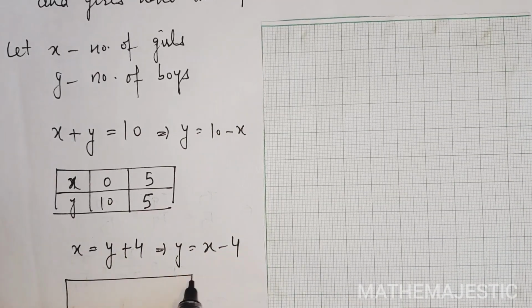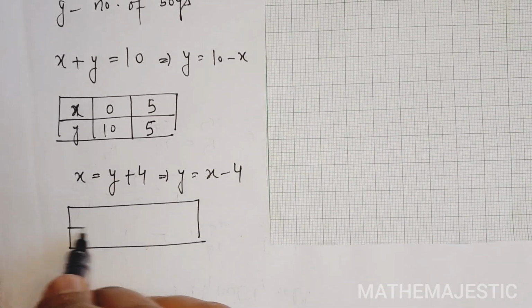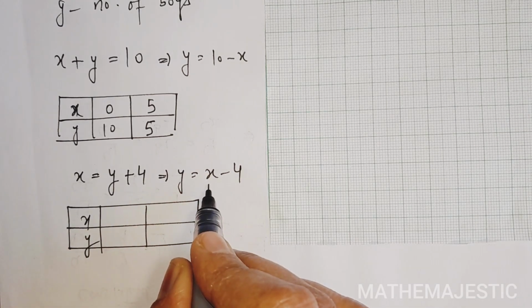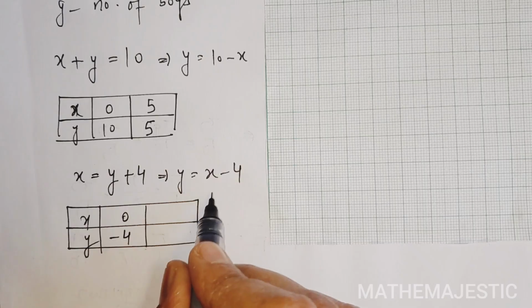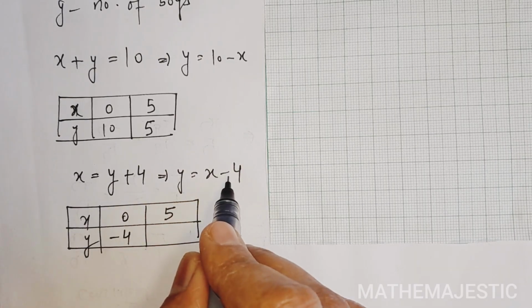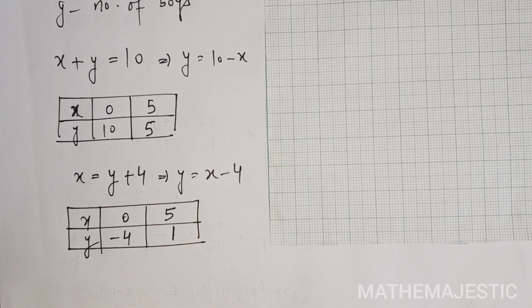And similarly, we will form the table here also. To make the table, we will take the values of x and y. If we take x as 0, y will be minus 4. And if we take x as 5, we will get 5 minus 4, that is 1. So y will be 1. I think these two values are sufficient.